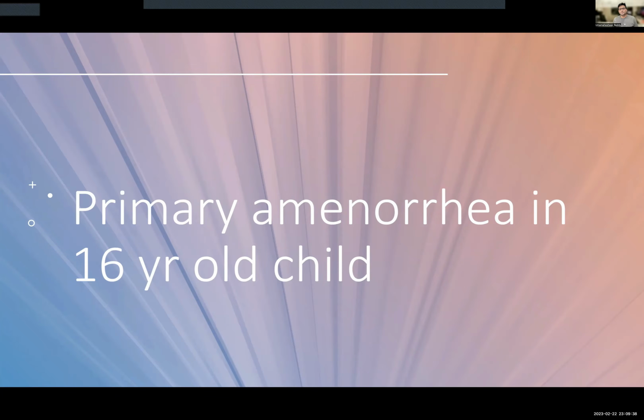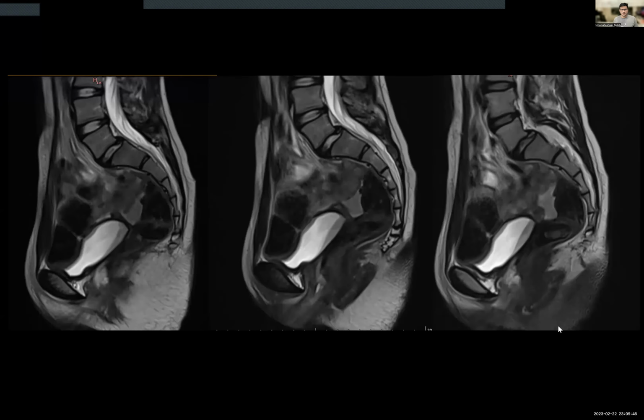Let's discuss a short case. A 16-year-old child presented with primary amenorrhea. MRI was performed after a sonography. These are the MR images. Please write down your findings. The hyperintense structure is the urinary bladder with low-lying hypointense echoes. Rest of the findings you please write down.